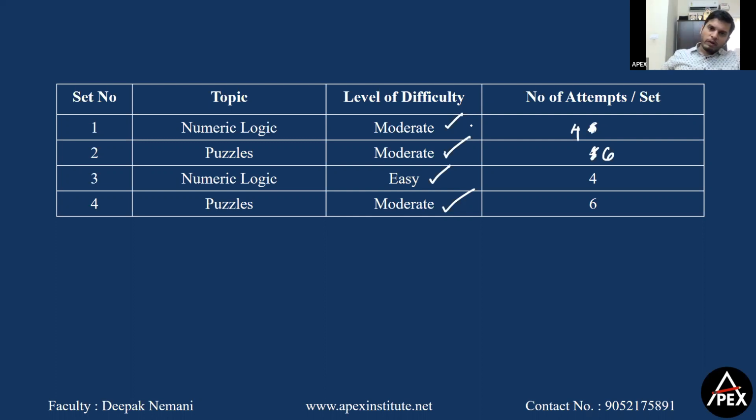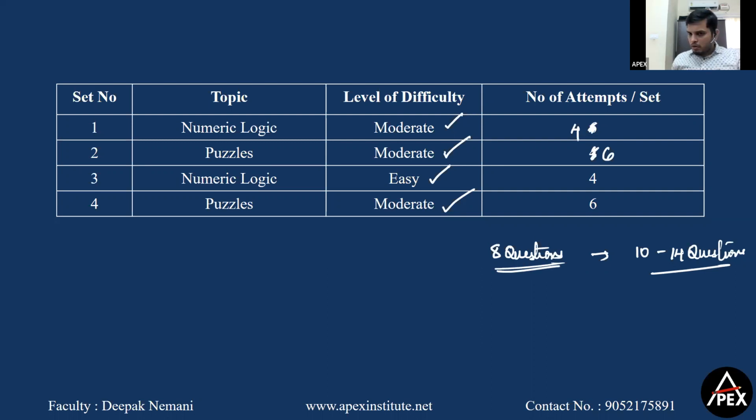So I can say that you should be in a position to get eight questions right for sure in this paper. And if you're very good at puzzles and calendars and numbers, you can attempt 10 questions. 10 to 14 questions are doable. But make sure you're attempting 8 questions for sure. Okay, so let's get started, guys.